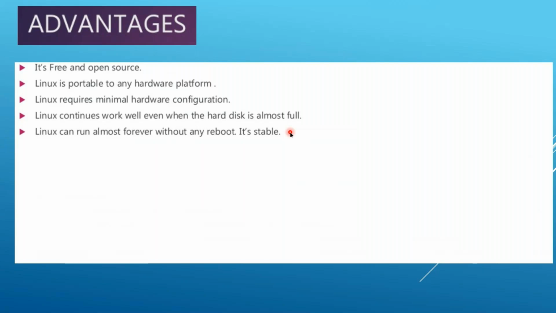Next one, Linux can run almost forever without any reboot. It's stable. Normally every month we install patches on Linux servers and Windows servers. In our mobile, we get updates, right? Android mobile, Apple mobile, monthly updates we get. Same way on the server side, Microsoft releases patches for Windows and Red Hat releases patches for Linux. Every month we need to install the patches. On the Windows side the server should be restarted, but on the Linux side we can use the server without restart.